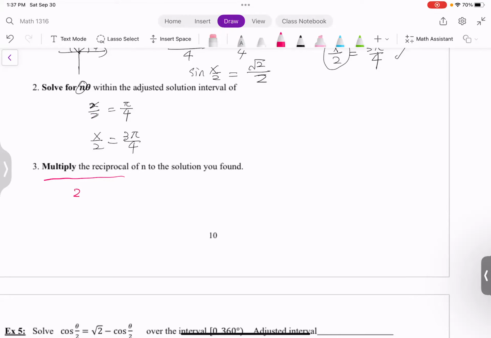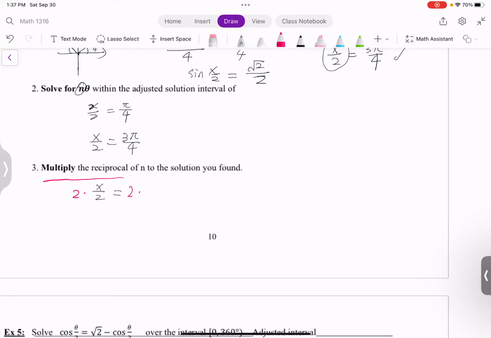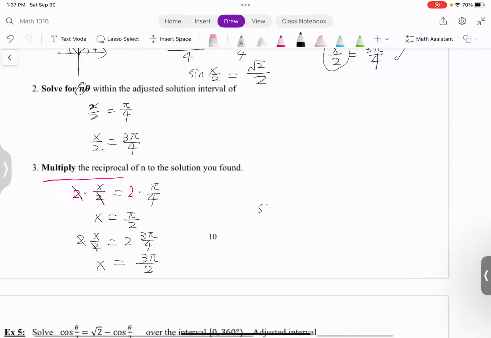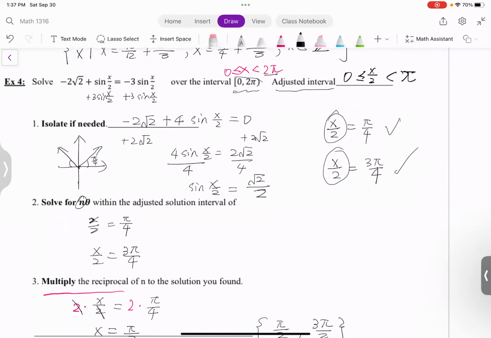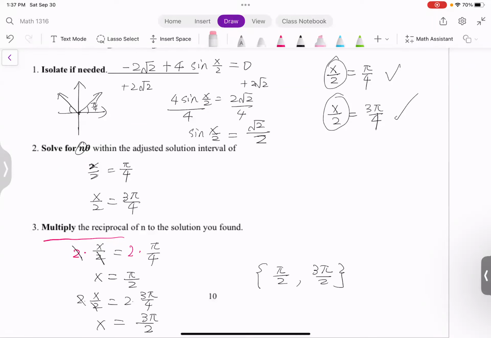So I can do 2 times x over 2 equals 2 times pi over 4. Then the 2 canceled, x equals pi over 2. And for the other equation, we use 2 multiplied by x over 2, that's 2 times 3 pi over 4. Do the cancellation, x equals 3 pi over 2. So I got 2 solutions: pi over 2 and 3 pi over 2. And you see that from the beginning, x is bounded between 0 and 2 pi. Yes, my solutions are bounded between 0 and 2 pi.